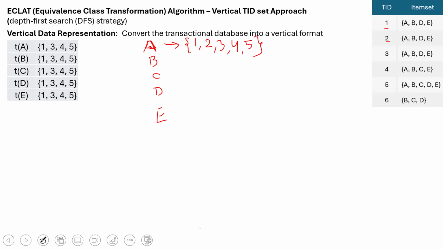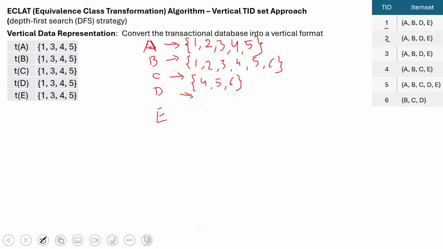You will shortly see how this reduces the time that we are talking about in iterating through the databases. If I go to B, in which transactions is it present? In all 6, right? 1, 2, 3, 4, 5, and 6. What about C? C is present in 4, 5, and 6, right? Look at this transaction database. C is present in 4, 5, and 6.